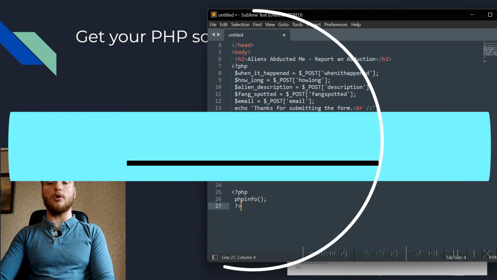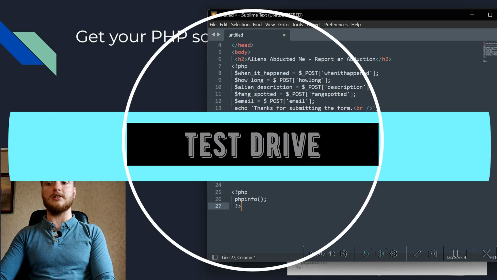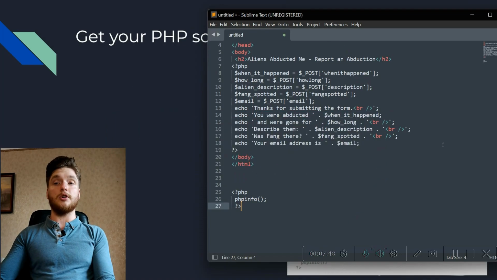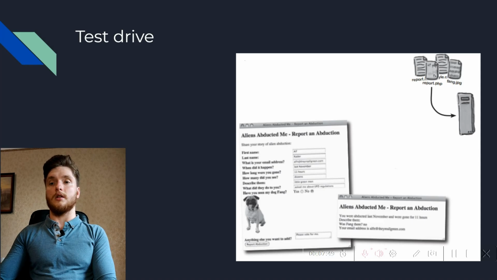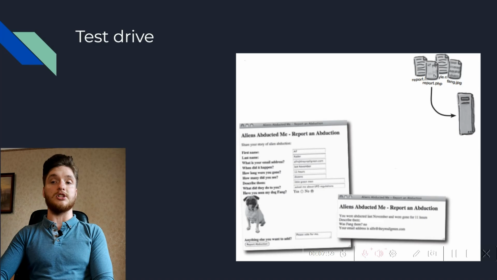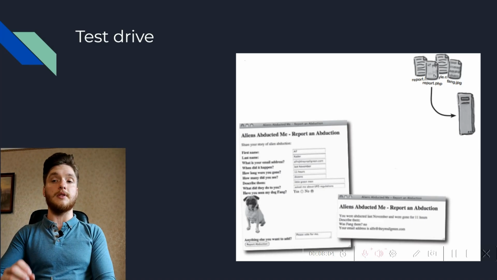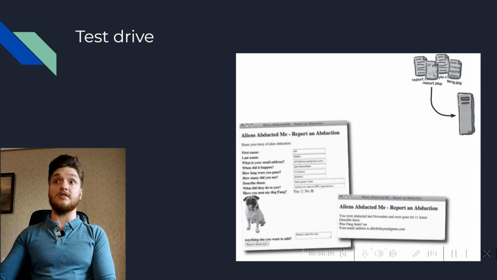Test drive. Upload the report and abduction files to a web server and try out the form again. Upload report.html and report.php, style.css and the functions file to a web server that has PHP installed. Enter the URL of the report.html page into your browser. Fill out the form with alien abduction information and click the Report Abduction button. The PHP script works. It displays form data in a confirmation web page.